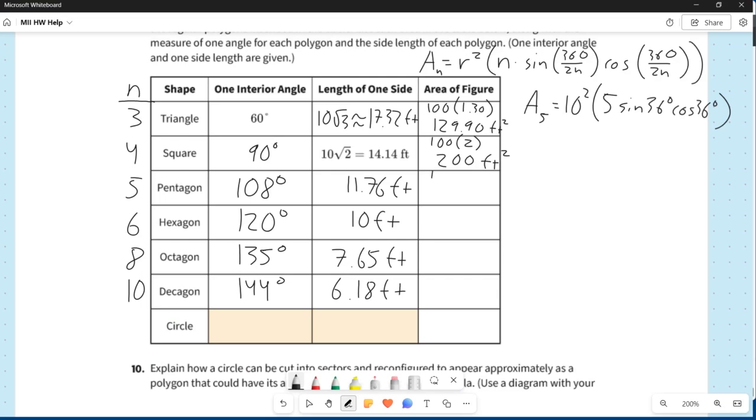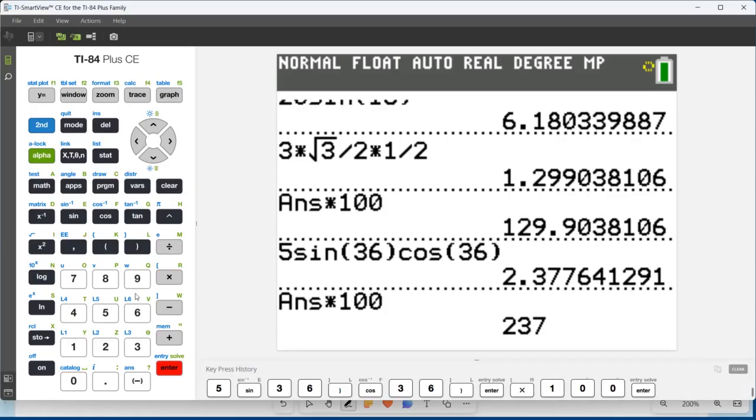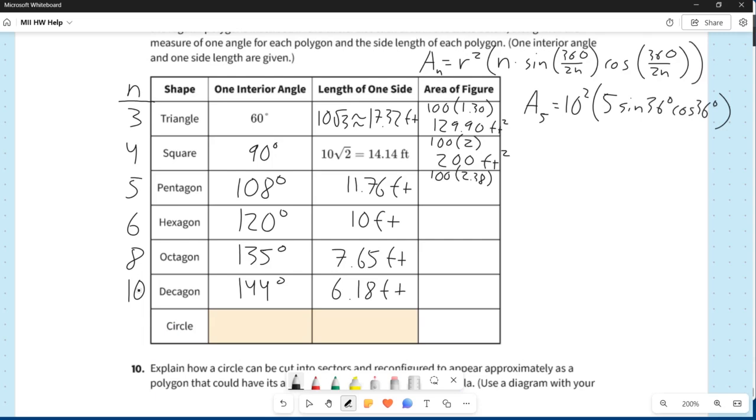So this becomes 100 times 2.38. And again, just for rounding purposes, I want to make sure that I round this correctly. So times 100 gives me 237.76. So 237.76 square feet.